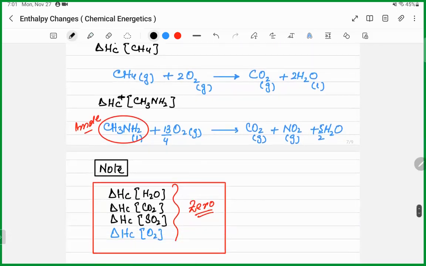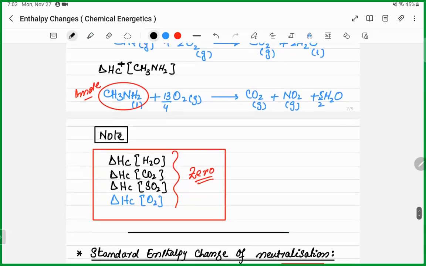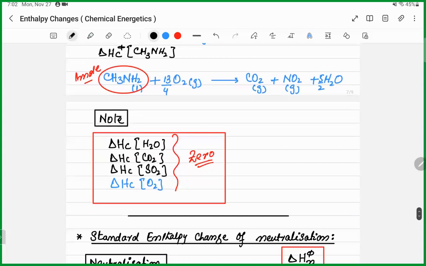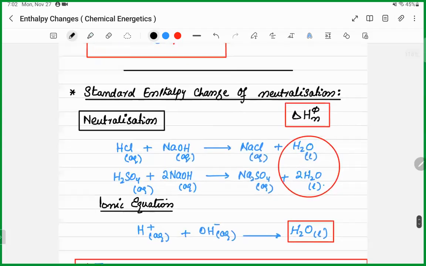In the second example, I can see carbon, hydrogen, and nitrogen. So CO2, H2O, and NO2 is the combustion product. Combustion of water nahi hoti, carbon dioxide nahi hoti, sulfur dioxide and oxygen nahi hoti. ठीक है, क्योंकि these are the combustion product and oxygen is basically one of the reactant of combustion.